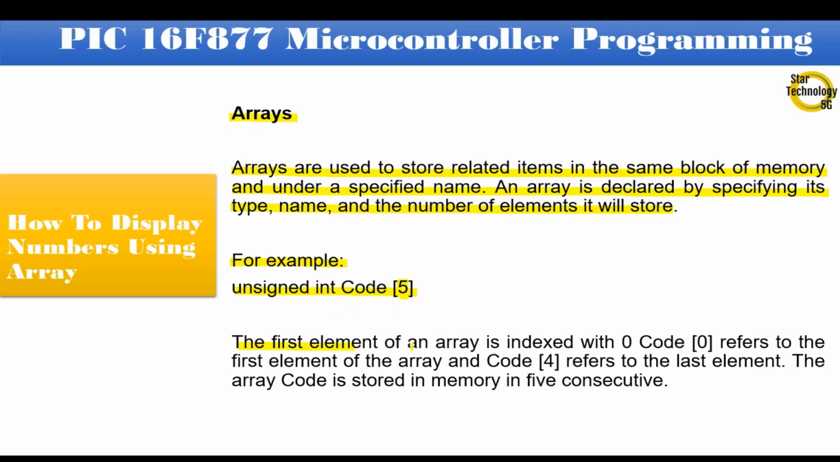The first element of an array is indexed with 0. code[0] refers to the first element of the array and code[4] refers to the last element. The array code is stored in memory in 5 consecutive locations.